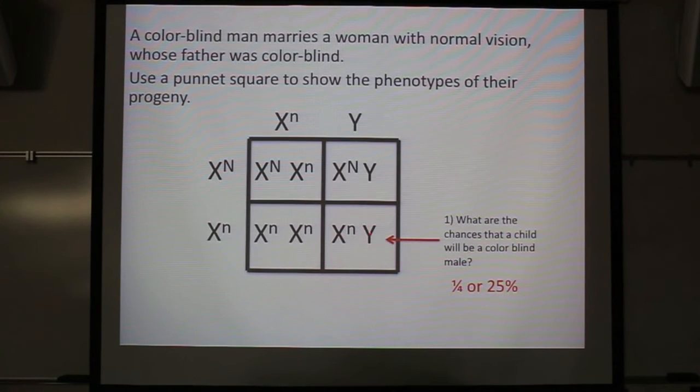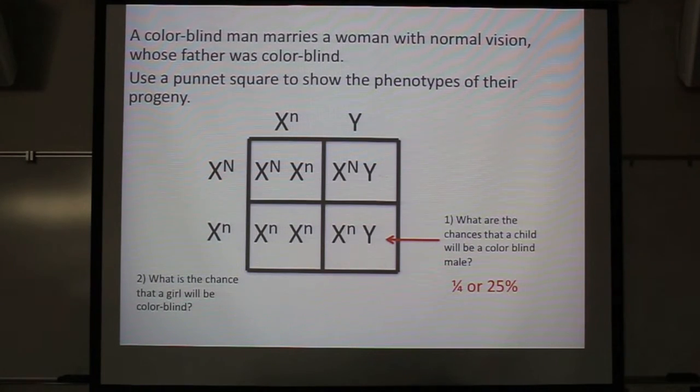So the X and the Y are not homologous like they are in the autosomes, where you have chromosome 2 or 3. Since they carry different genes, a male has only one X and therefore only that one allele, and therefore you see the recessive trait in a male because there's only that one copy.